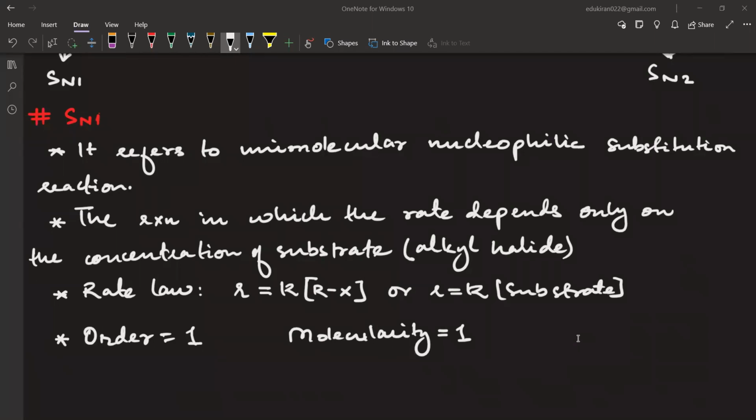So that is R equals to K into Rx and K into substrate. Order is equal to 1, molecularity is equal to 1. Done everyone? Yes or no, please tell me. Is there anyone who is still writing?